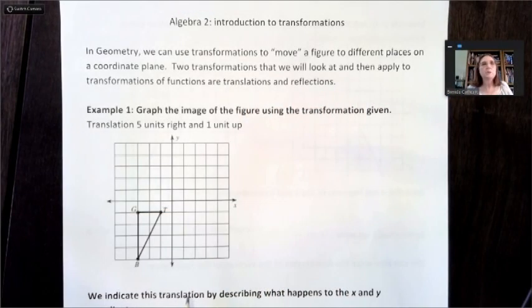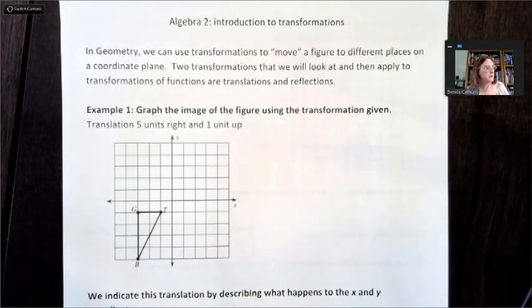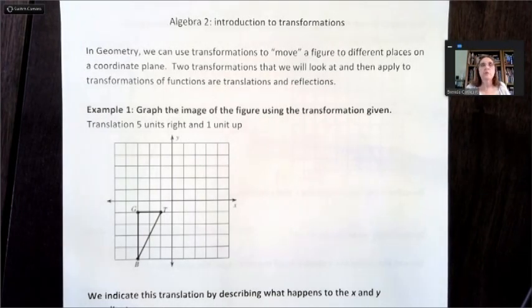This is an Algebra 2 lesson that we're going to use to introduce the idea of transformations. And to do that, we're going to go back to what we know about transformations in geometry. In geometry, we can use transformations to move a figure to different places on a coordinate plane.